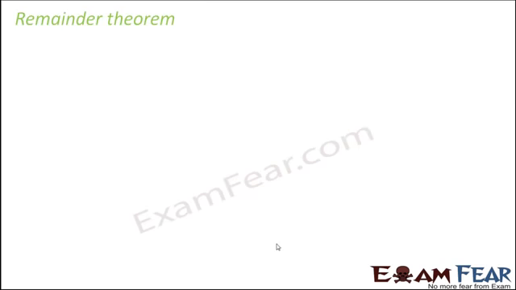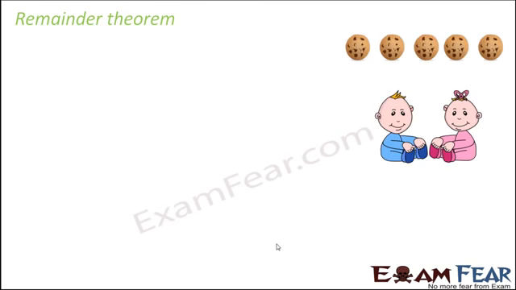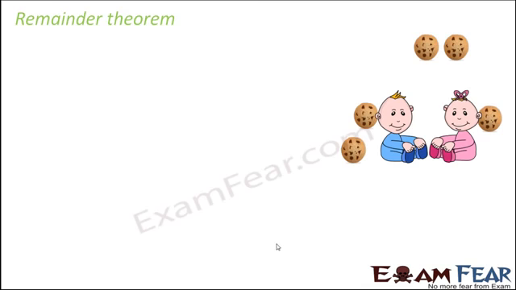Now we'll talk about a very important concept, that is the remainder theorem. Let's take one scenario. There are 5 cookies and you have to distribute these cookies among 2 kids. You'll give the first cookie to the kid in blue, then the second cookie to the kid in red or pink, the third cookie again to the kid in blue, and the fourth to the kid in red. The fifth cookie is left. You don't have a choice, right? You could split it, but if the requirement is that you can't split the cookie, then this is the remainder.